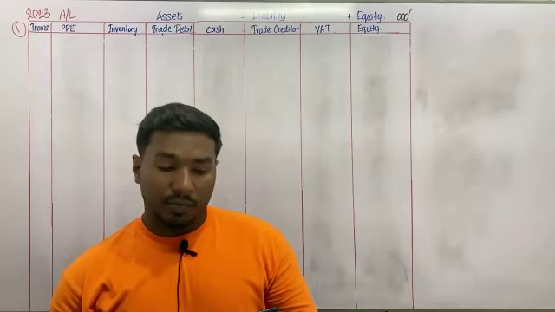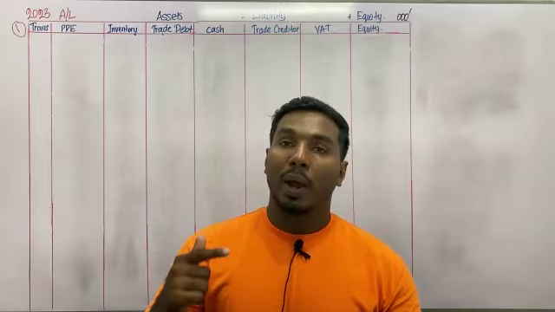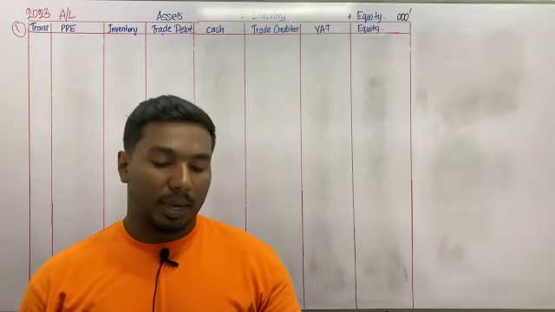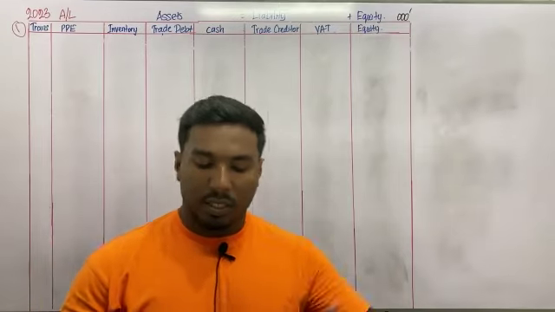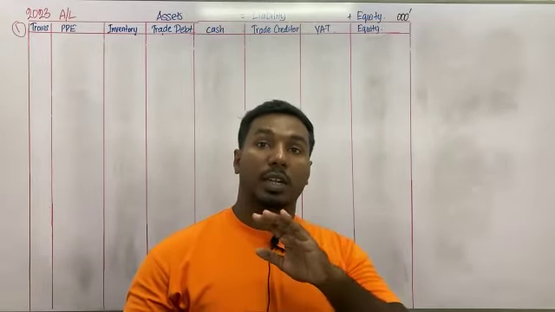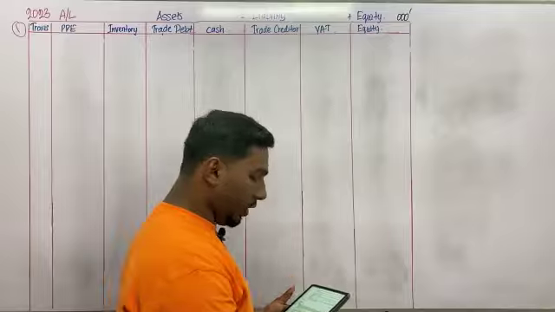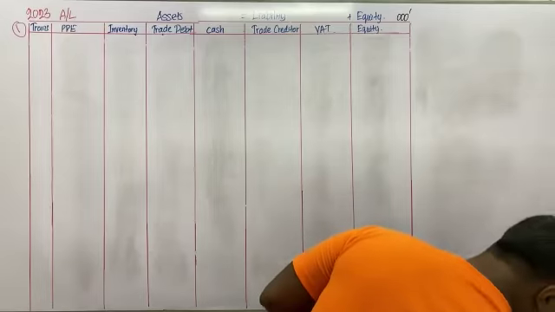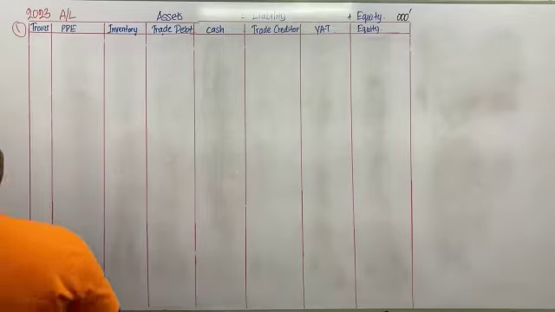Dilshan Enterprises is a firm selling a special type of computers, and this firm is registered for the value added tax. The following balances as at 1st October 2024 have been extracted from the books. They are asking to record the transactions in this format and prepare the statement for the computation of gross profit, not the net profit, gross profit for the month ending 31st October 2024. So let's enter the transactions one by one. We'll start with the balances.